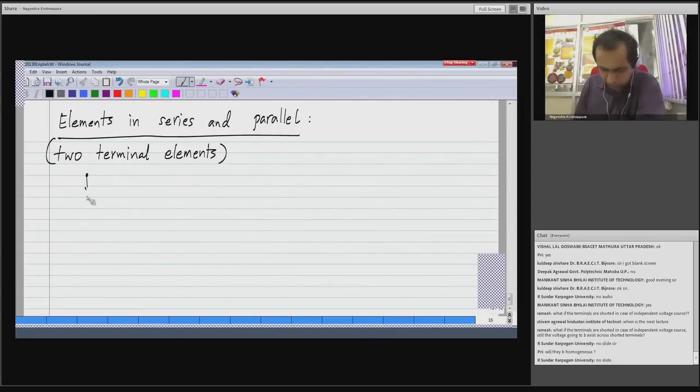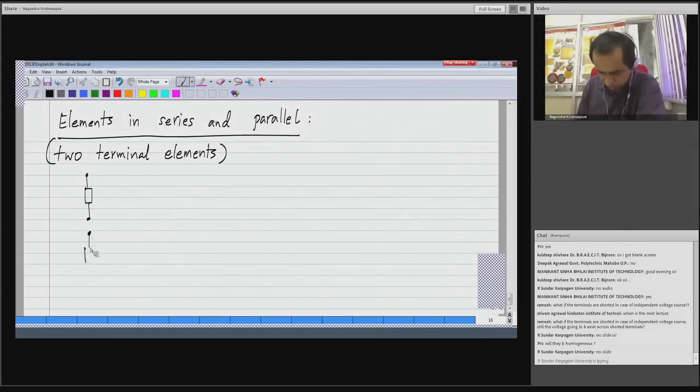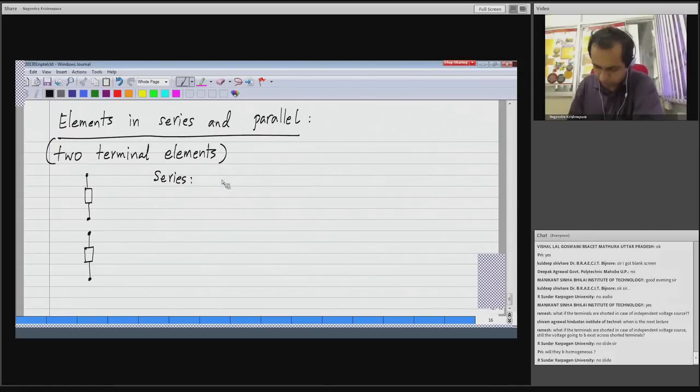Now, if you have two elements, what is meant by a series connection? Series connection means that one terminal of one of the elements is connected to a terminal of the other element, and nothing else is connected to this. So one of the terminals of element number 1 is connected to one of the terminals of element number 2, and to that point nothing else is connected.